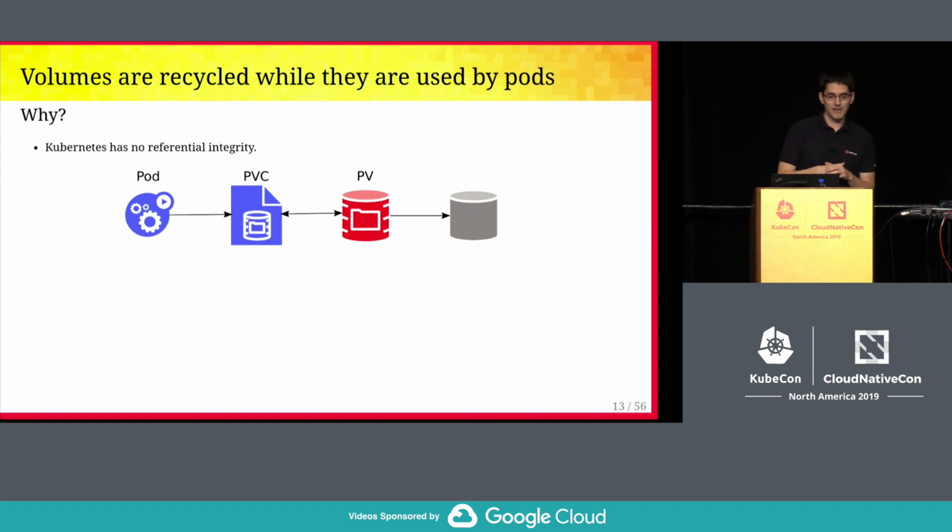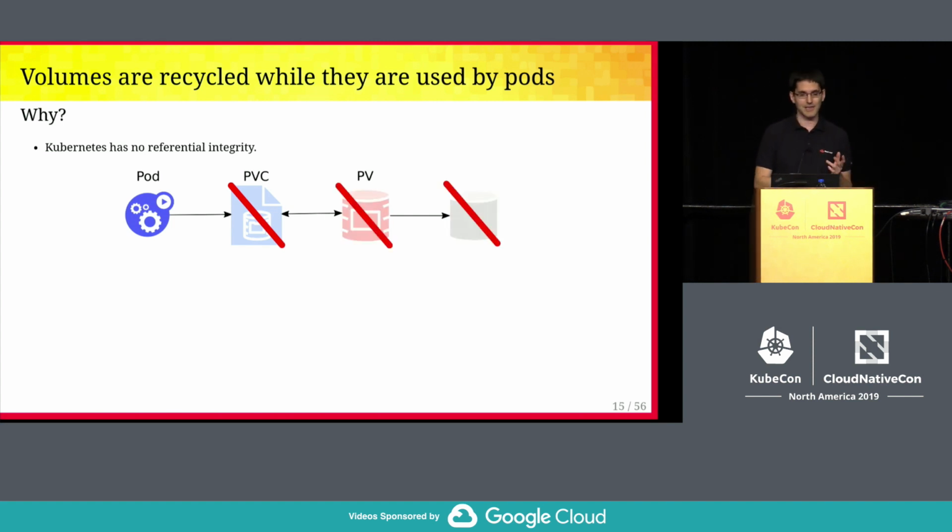Why did it happen? It's because the Kubernetes API server offers no referential integrity. You can't tell it not to delete some object while it's used by different objects. So when the user deleted the claim that was used by a pod, we already know what happens to persistent volumes that are bound to non-existing claims. The reclaim policy is executed, but the pod is still running.